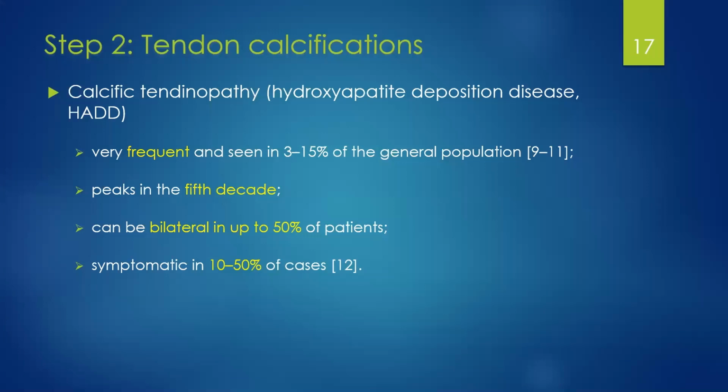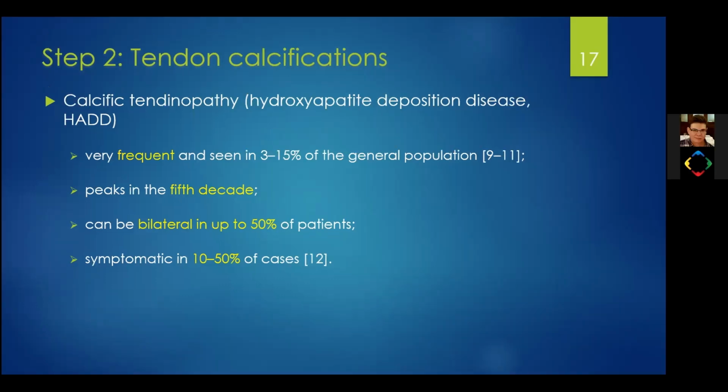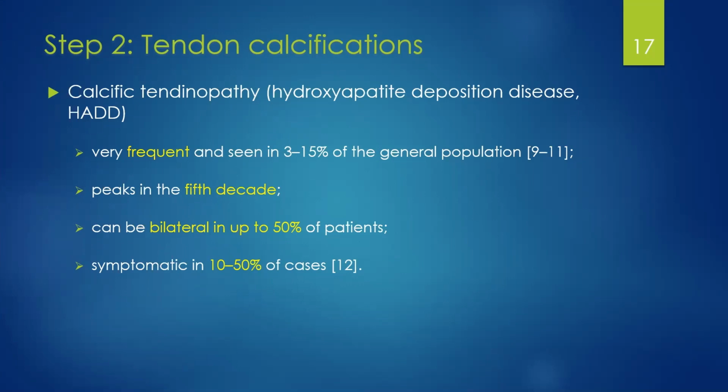So now that we've done that, we go on to step 2, tendon calcifications. Calcific tendinopathy is usually made up of hydroxyapatite deposition disease, referred to as HADD. It's very frequent, and it is seen in 3 to 15% of the general population. It peaks in the 5th decade and can be bilateral in up to 50% of the patients. It is symptomatic in 10 to 50% of cases.